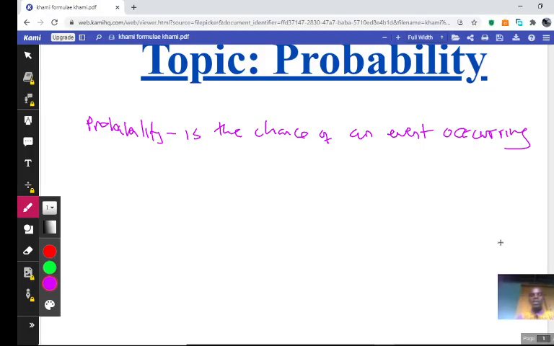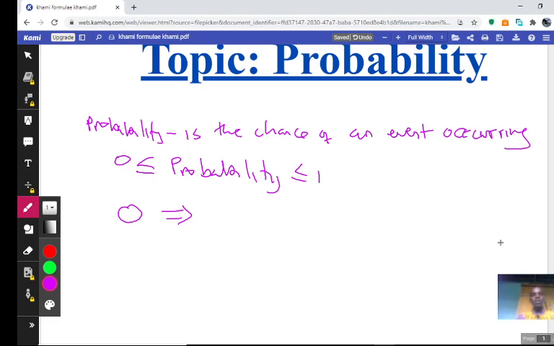So how likely is the event to occur? That defines its probability. Then probability ranges from 0 to 1. So it lies between 0 and 1. What does 0 mean and what does 1 mean? 0 means that you are certainly sure that the event will not occur. So a probability of 0 means you are sure that the event will certainly not occur.